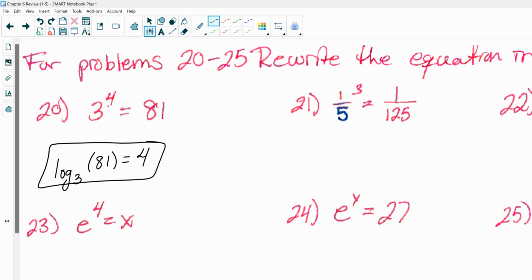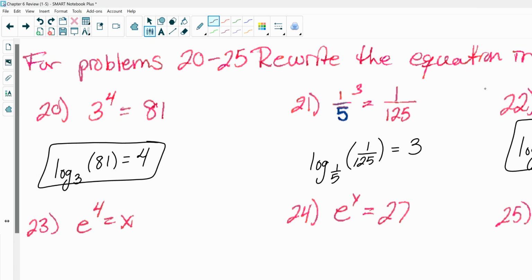Number 21. Log base 1/5 of 1 over 125 is equal to 3. 22. Log base 125 of 25 equals 2/3. Questions? Okay. So we feel comfortable with these here.